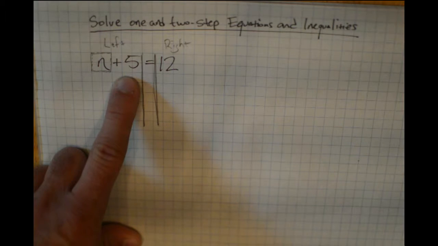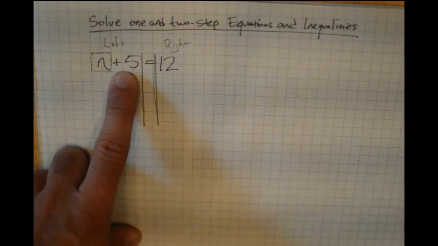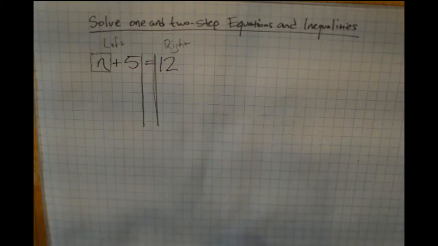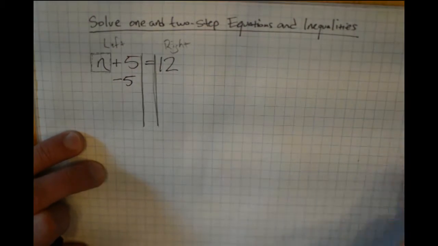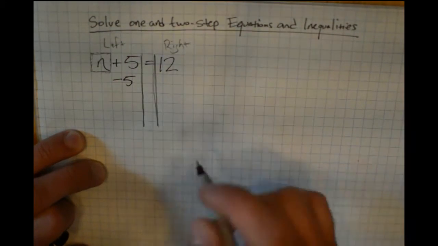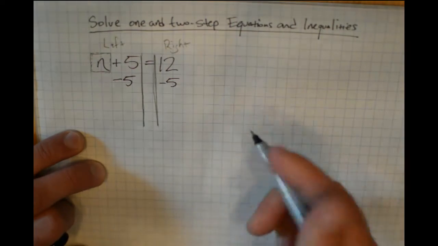When you're solving an equation, what you need to think about are inverse operations. So I have addition going on, and the inverse of addition is subtraction. So I'm going to do the inverse of adding 5, and I'm going to subtract 5 from the left side. But to keep this balanced, I'm going to also subtract 5 from the right side.